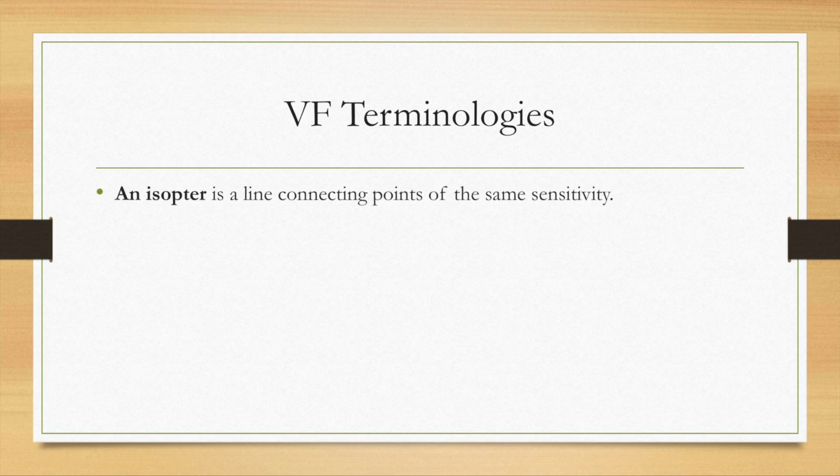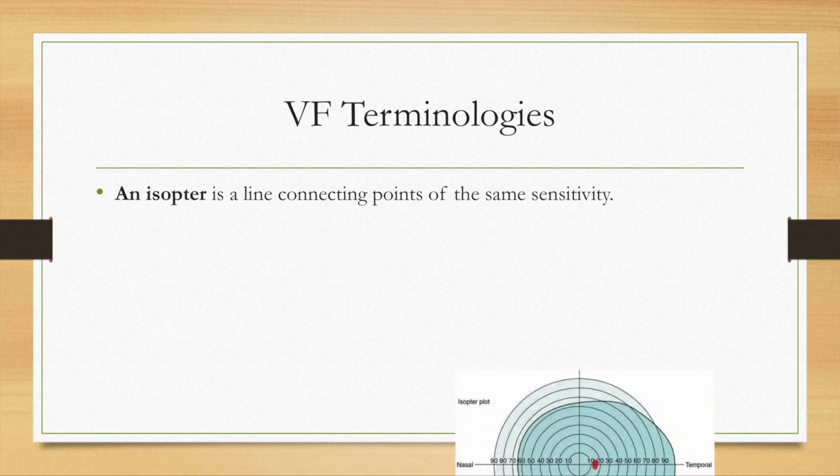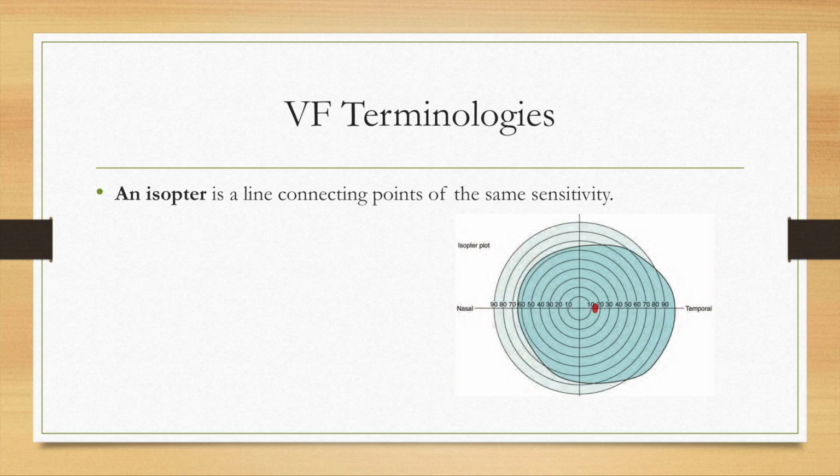The isopter. What does isopter mean? An isopter is a line connecting points of the same sensitivity. We can see in this picture the isopters of the same sensitivity making circles around the fixation at 10 degrees, 20, 30, 40, 50, and 60 degrees. You can see that nasally it has a lower extension than temporally. Temporally it extends more, up to 90 or 100 degrees.